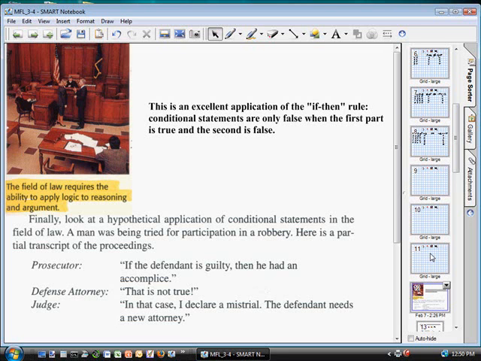Think about it. Here's what's going on. If the defendant is guilty, then he had an accomplice. That's an if-then statement, right? The defense lawyer says it's false. What's the only way that an if-then statement can be false? Now, you know this. What's the only way this can turn out to be false? True, false, right? So what was he subtly admitting to? What's the first part? If the defendant is... He just admitted his client was guilty. Okay, you can't do that if you're the defense lawyer.